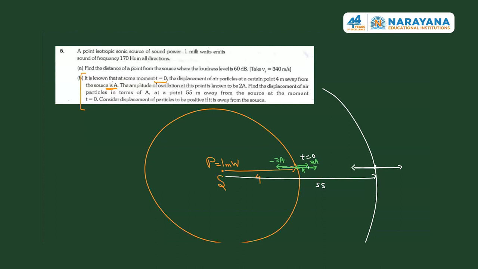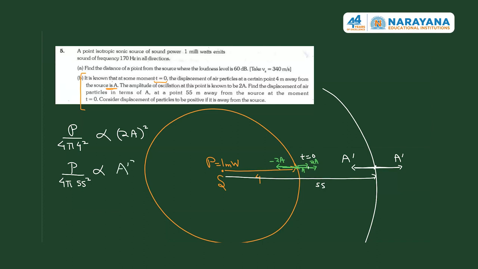So the amplitude we need to find out. Simply, I can write that the intensity there is P upon 4 pi into 4 square, and that is proportional to (2a) the whole square, right? Similarly, if I want to write the intensity there, it will be the power upon 4 pi 55 the whole square. That will be proportional to, call it a prime, a prime square.